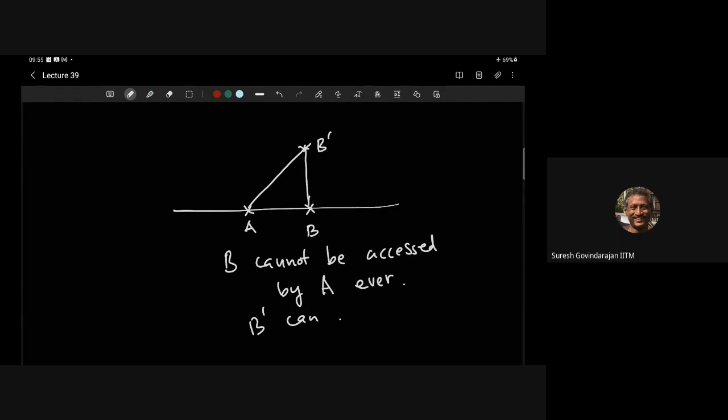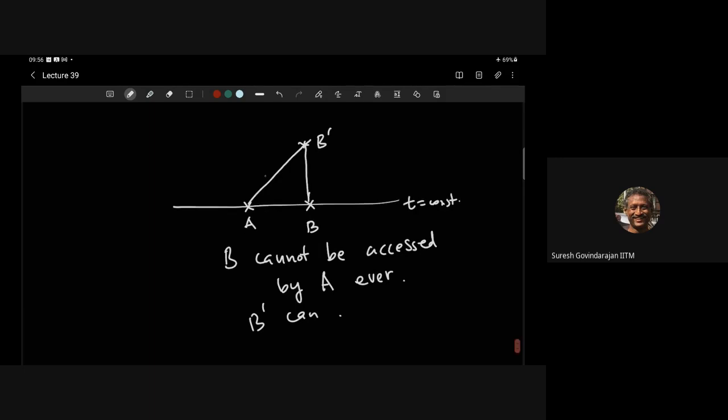That's why there are 2 points which are at the same time. They are at different spatial points. So it's a space-like separation. This is the same time, t equal to some constant. If you send a light ray or something, it will move forward in time. You can reach the spatial point B, but only at a later time. So any 2 points which are spatially separated in your frame are space-like separated. Delta x is non-zero, but delta t is 0. So delta s square has to be negative.